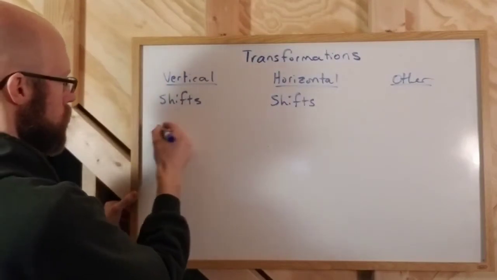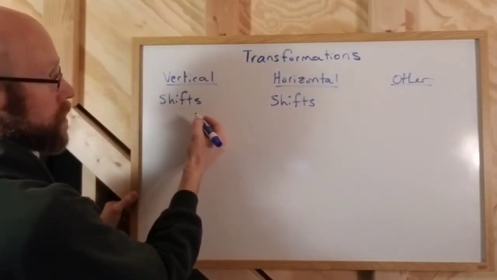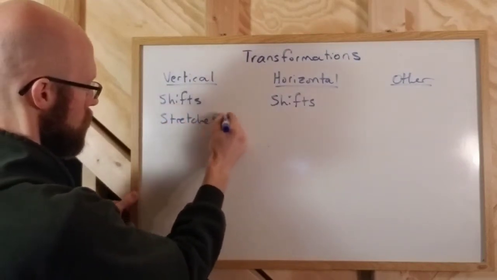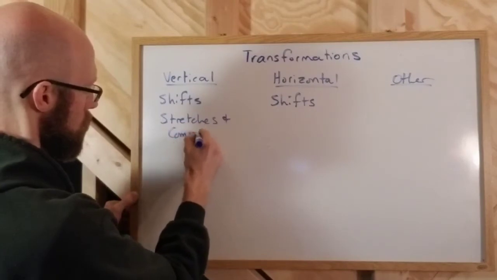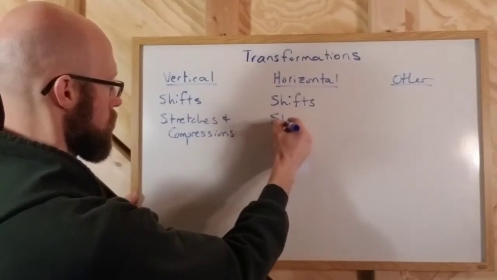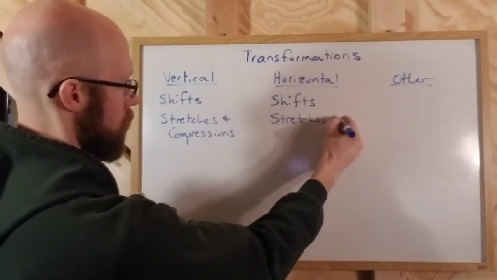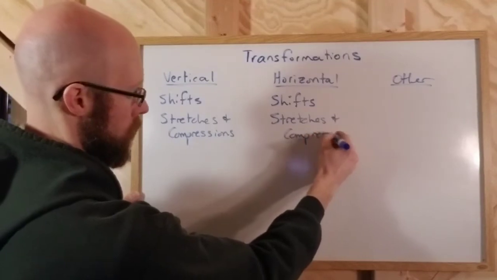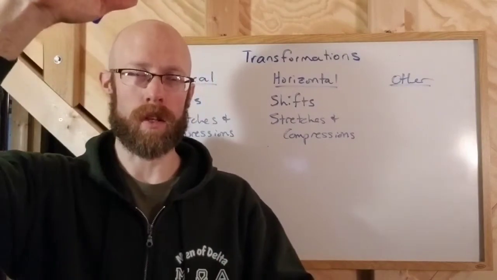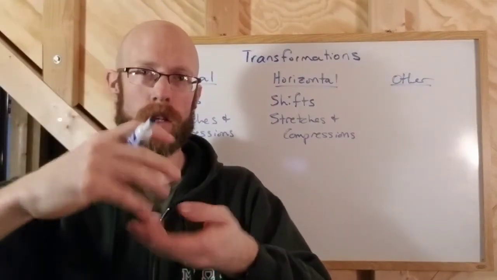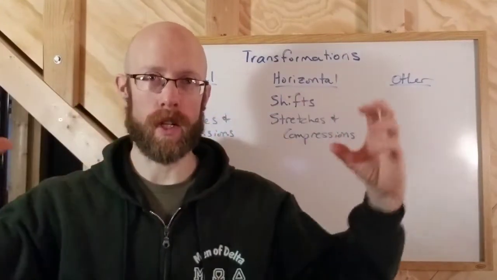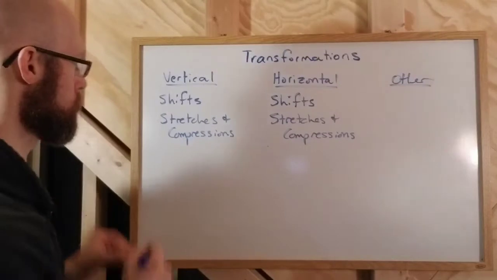There are also stretches and compressions. We'll do those first. And same in the horizontal side. Okay, so basically you could take a graph and you can either compress it vertically or stretch it out vertically, or horizontally. You can compress it down or stretch it out. Okay, so you have all of those options.